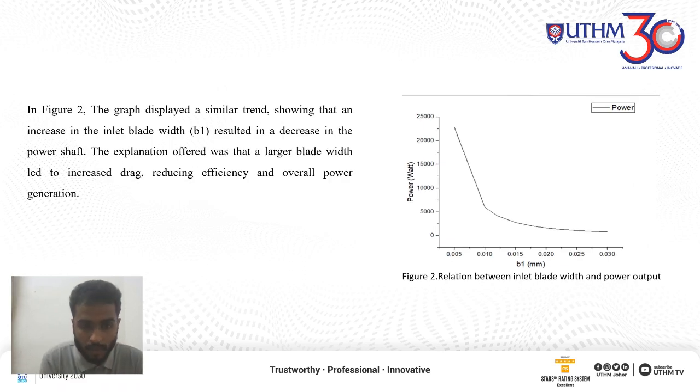In figure 2, the second graph, we see the relation between the inlet blade width and power output. The graph shows that an increase in the inlet blade width results in a decrease in power output. That means a larger blade width leads to increased drag, reducing the efficiency and overall power generation.